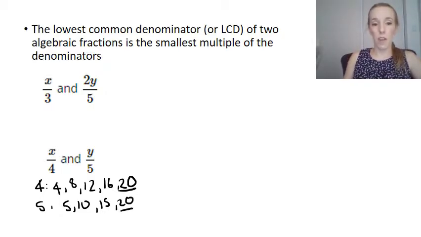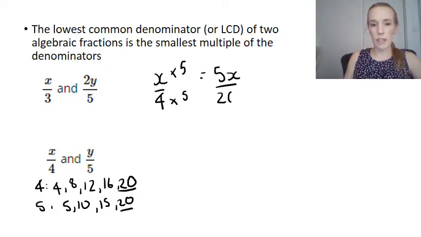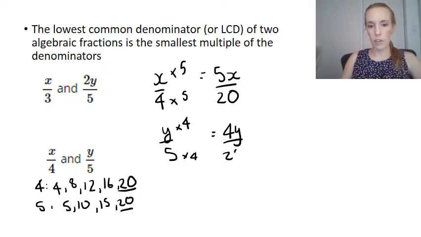Then we have to convert both our fractions. So we've got x over 4, and we want our denominator to be 20, so we're going to multiply both by 5. That will leave us with 5x over 20. Our second fraction, we've got y over 5. Our lowest common denominator is 20, so we'll have to multiply both by 4, which leaves us with 4y over 20. From there, we can go on to add our fractions. So 5x over 20 plus 4y over 20.